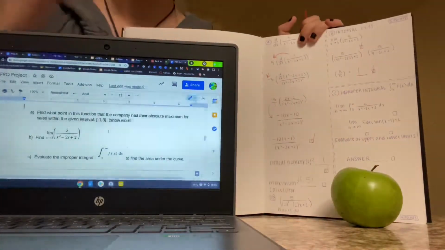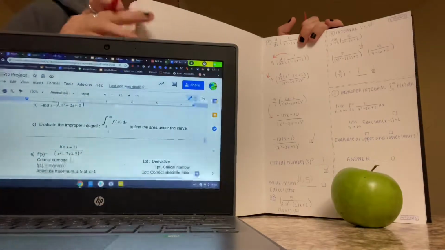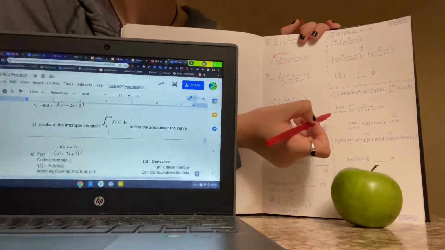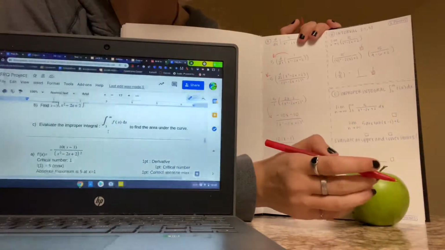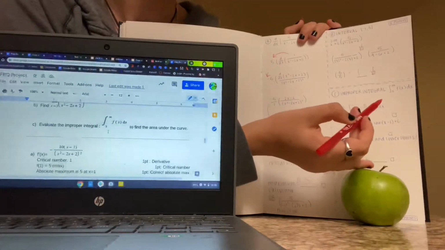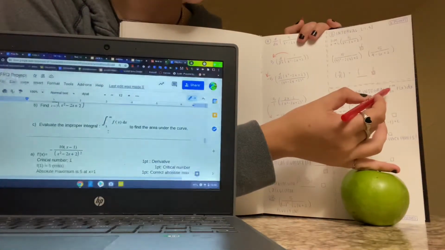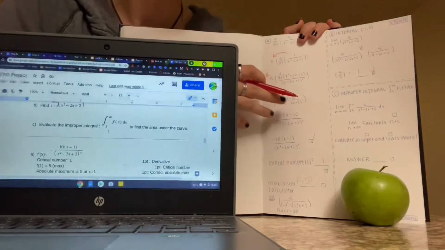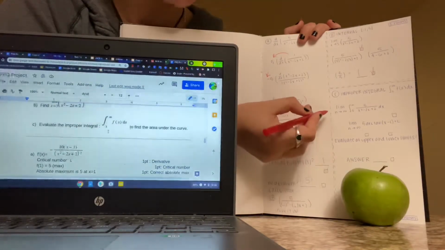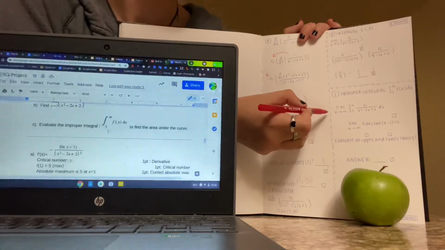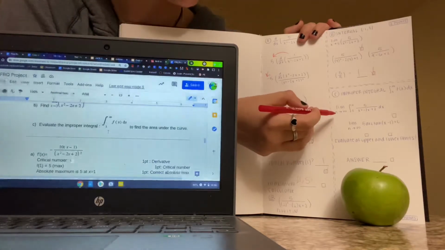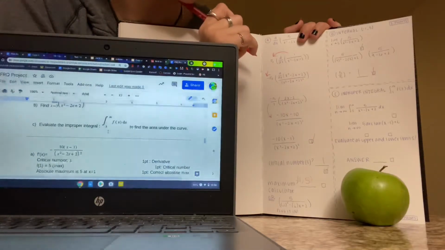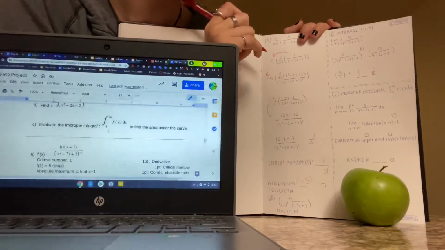For the final part of this question, you are finding the improper integral, which is our new concept that we had not learned in class. You're given the equation and the integral 3 to infinity of f of x dx, which you can turn into the limit as n goes to infinity of the integral from 3 to n of 5 over x squared minus 2x plus 2 dx.